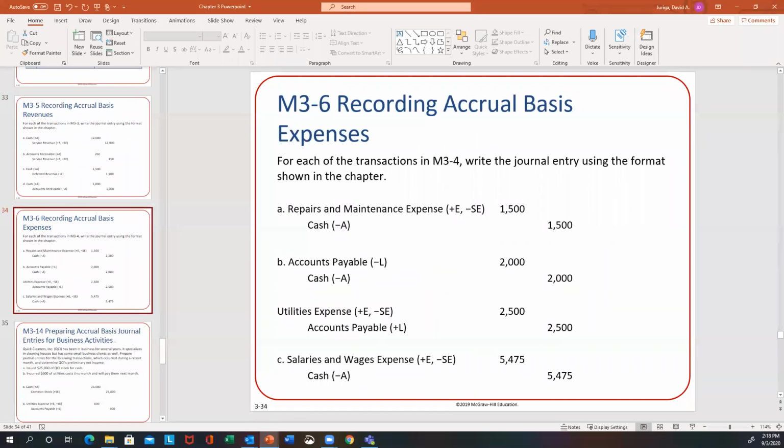And then, of course, on your expenses, you can see here is just a cash expense. Here is just paying your liability. Here was a utility bill where, of course, you've been billed, but you haven't paid it yet. So debit expense, credit accounts payable. And then on your salaries and wages, that's just kind of like your weekly payment. That would just be a cash expense.